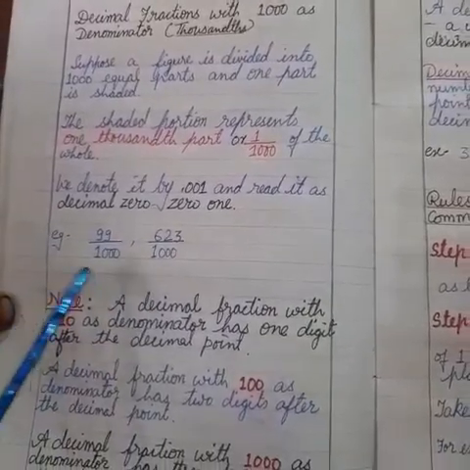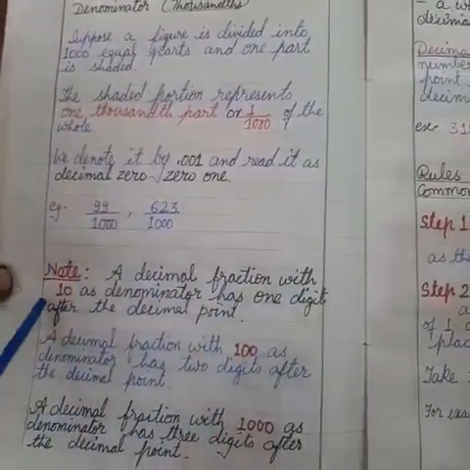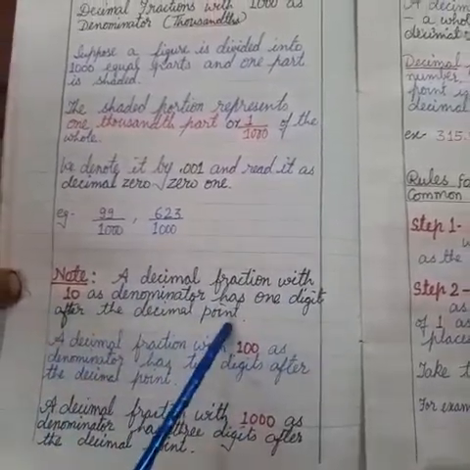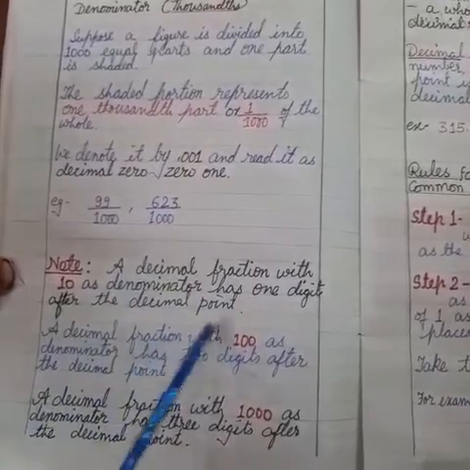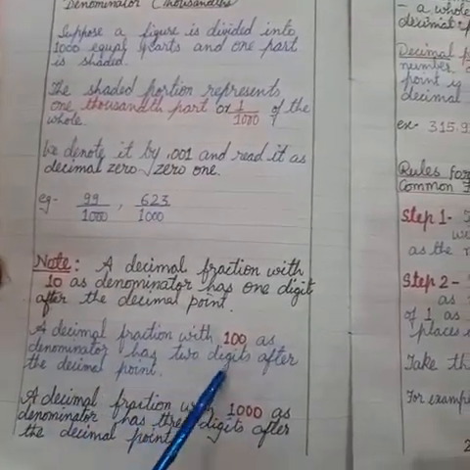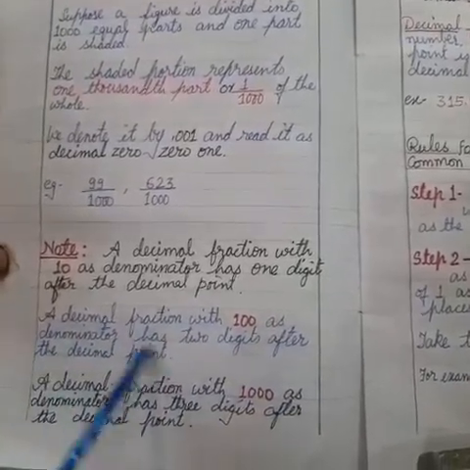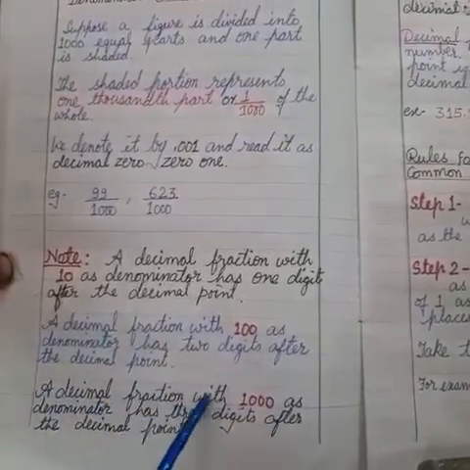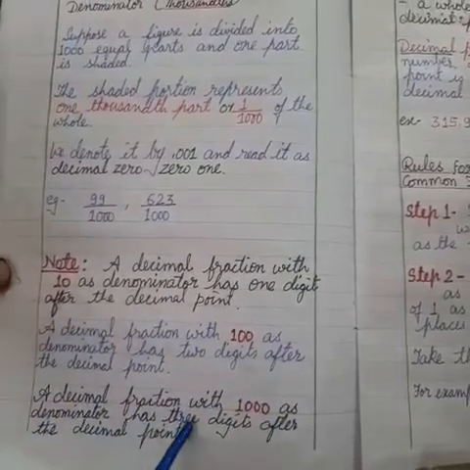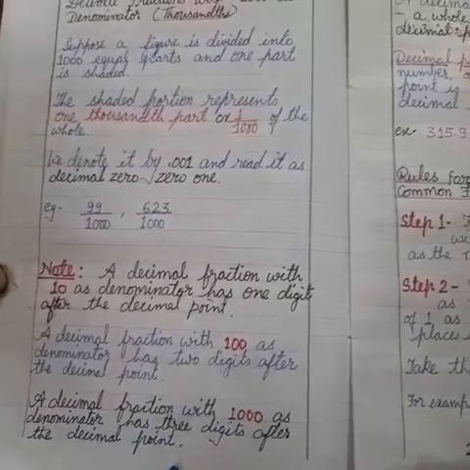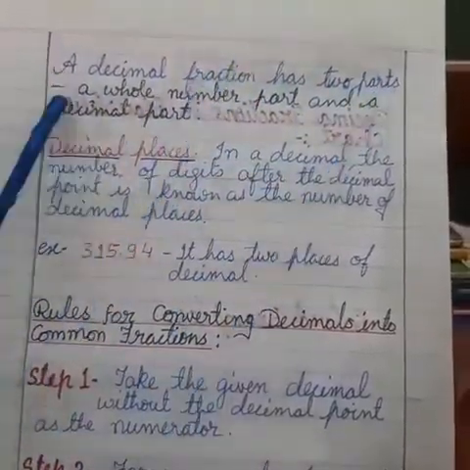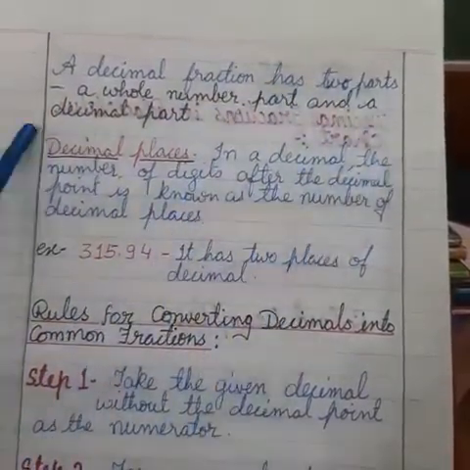Please note, children, a decimal fraction with 10 as denominator has one digit after the decimal point. A decimal fraction with 100 as denominator has 2 digits after the decimal point, and a decimal fraction with 1000 as denominator has 3 digits after the decimal point. A decimal fraction has 2 parts, a whole number part and a decimal part.